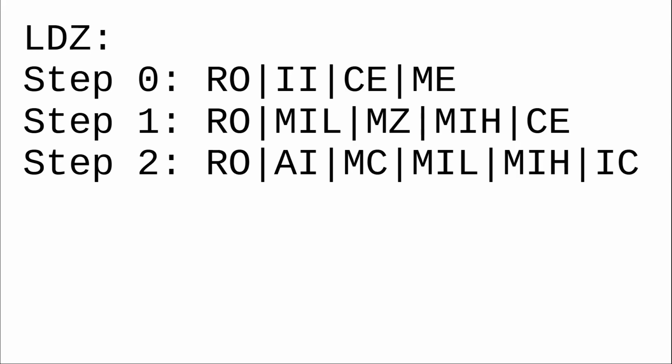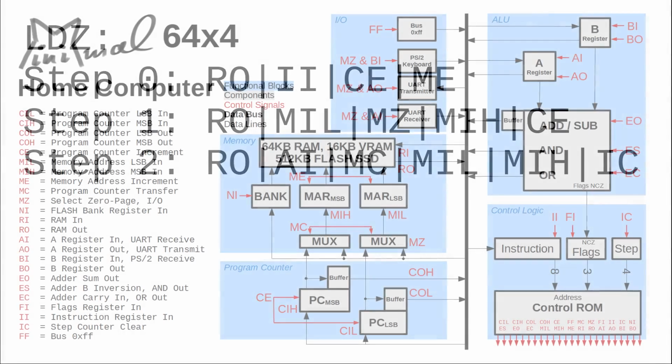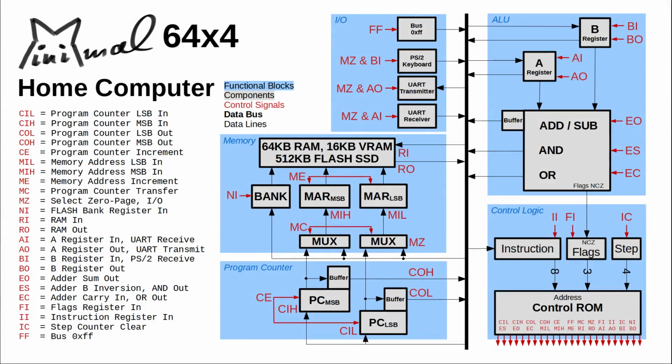Simultaneously, MZMIH disconnects the MAR's MSB inputs from the bus and instead shunts them to 0. Thus we are setting the full 16-bit 0-page address in just 1 cycle instead of 3, making LDZ about 40% faster than LDB. I know it's a lot of abbreviations here, but hopefully you are following along. The minimal 64x4 runs at a clock rate of 8 MHz, giving it an additional 30% speed advantage over its predecessor, the minimal 64. In total, the minimal 64x4 is therefore on average 100% faster than the minimal 64.